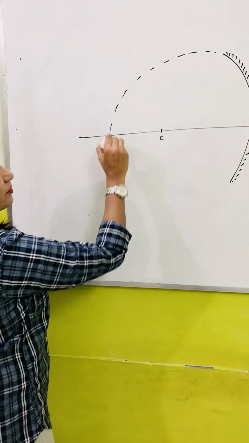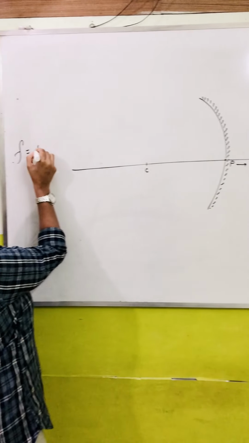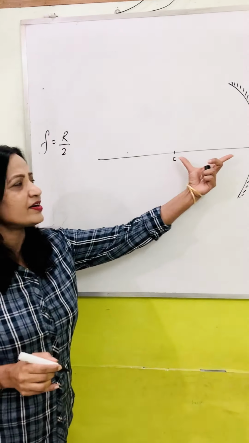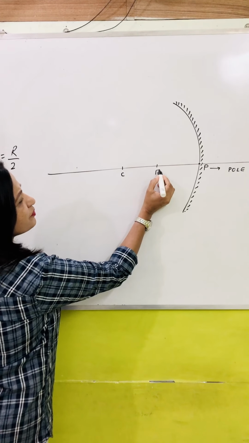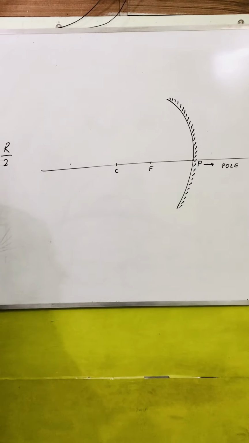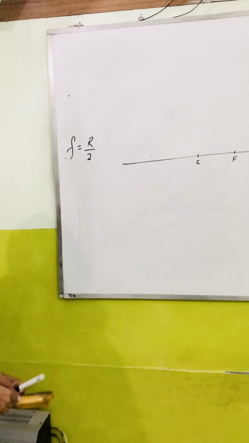So this center of curvature is defined as the center of that sphere of which the mirror is a part. And this distance between the pole and the center of curvature is known as the radius of curvature. And focal length is taken as half of the radius of curvature. So whatever radius you have taken to draw the mirror, you have to properly measure and then point the focus as exactly the half of radius of curvature. Right? Now, there are three basic rules which have to be followed.